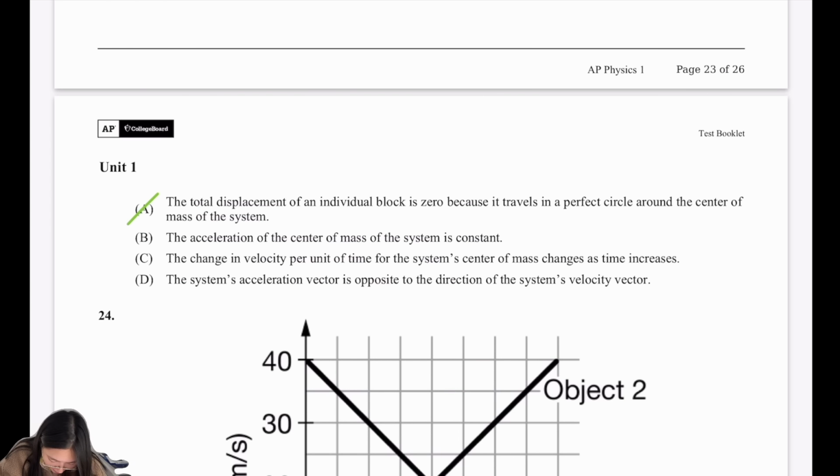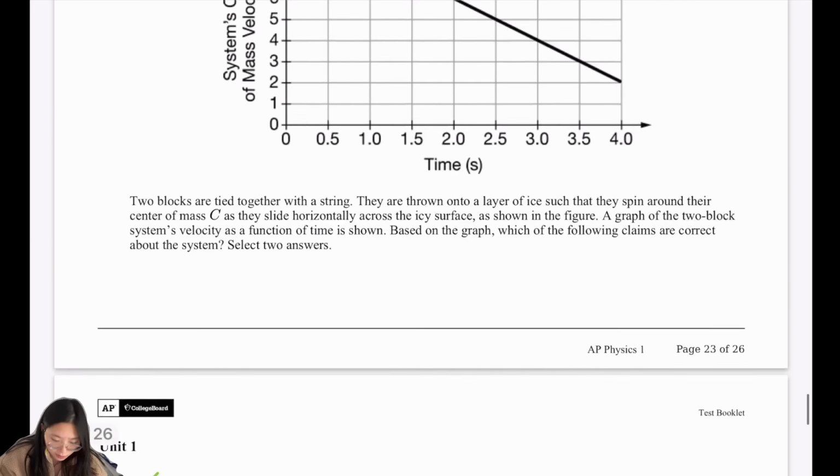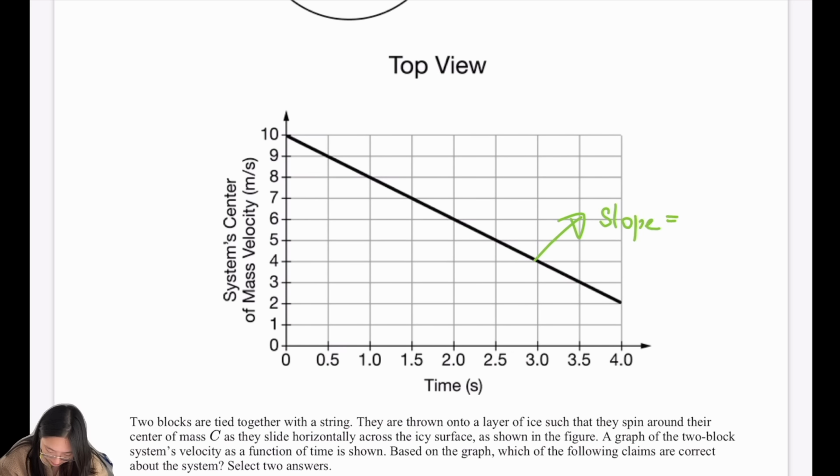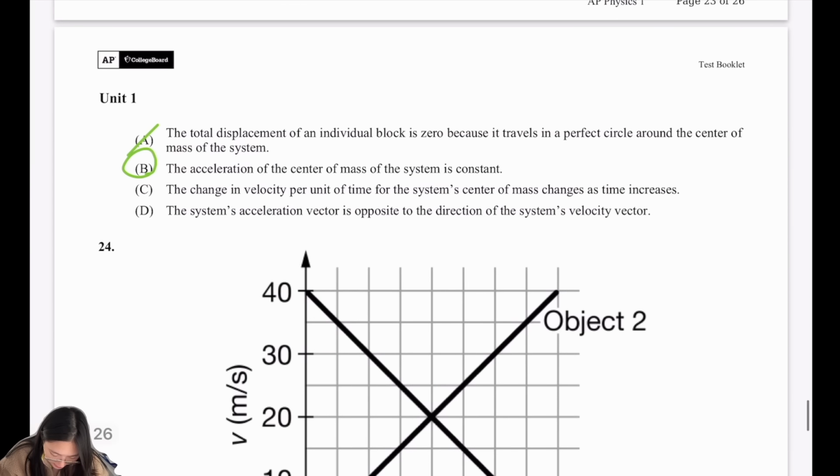B, the acceleration of the center of the mass of the system is constant. So B is actually correct. So according to this center of mass velocity versus time graph, the velocity decreased at a constant rate. So its slope is a constant value. It's a negative constant. So B is correct. C, the change in the velocity per unit of time for the system center of mass changes as time increases. Okay, so again, the change in the velocity per unit of time represents acceleration. And acceleration is constant. It does not change.